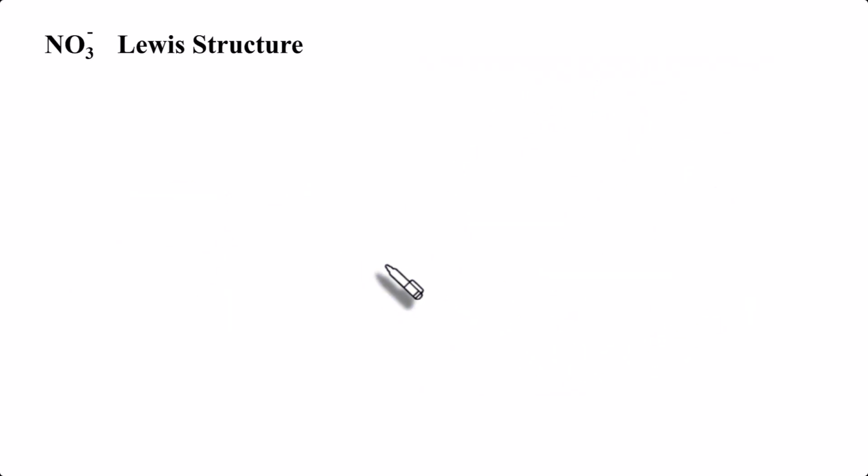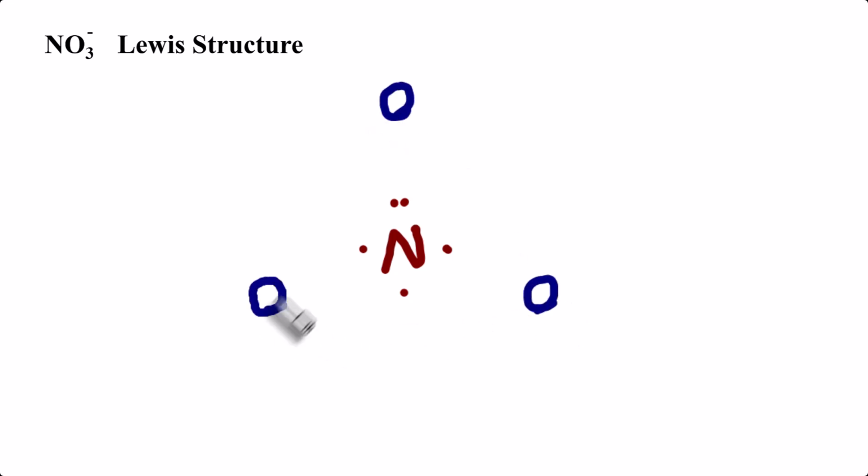Start with nitrogen in the center. Why? Because it's the least electronegative. Now surround it with the 3 oxygens. Nitrogen has 5 valence electrons. Each oxygen has 6. Put them around the atoms.